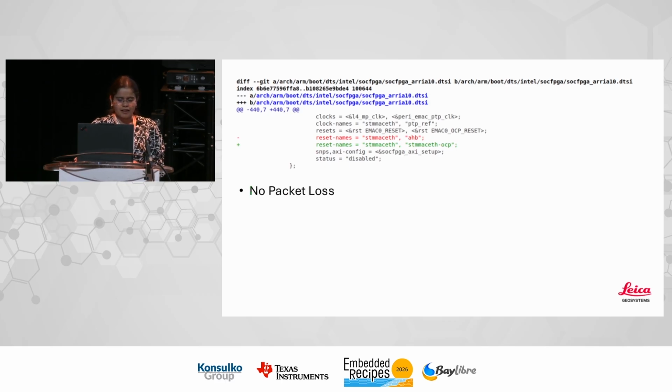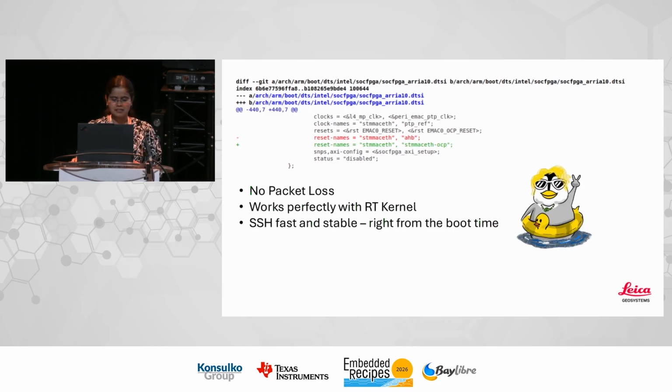So when I switched back to the OCP reset, there was no packet loss. Everything worked perfectly, especially for the RT kernel. SSH was fast and stable, and everything was stable right from the boot time, and I was happy.